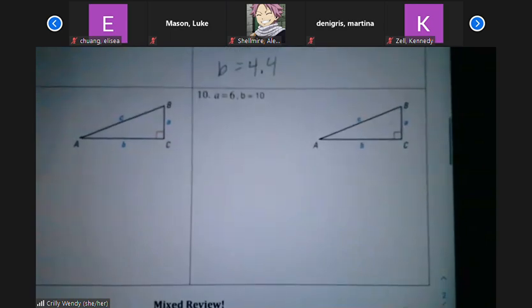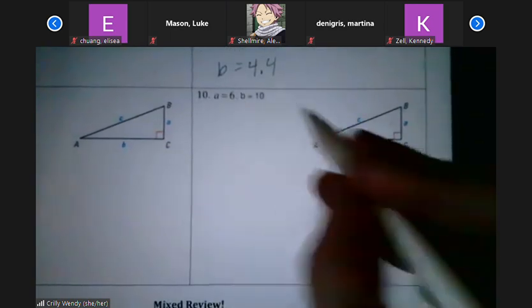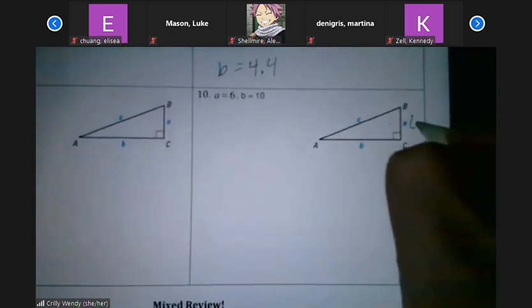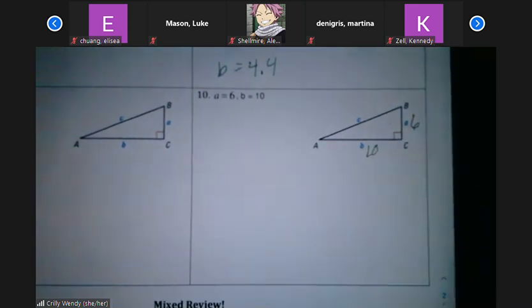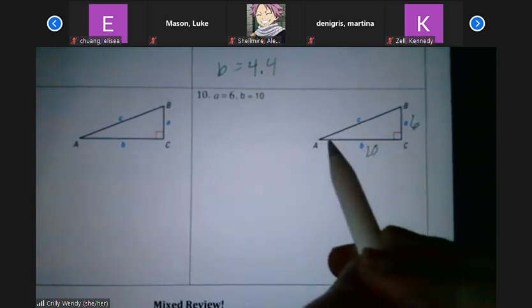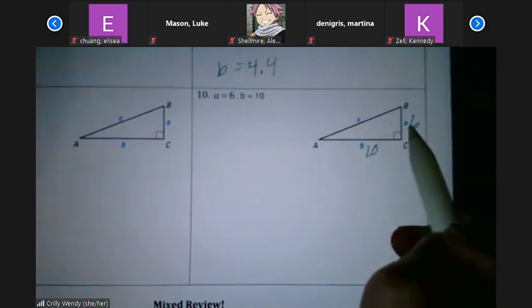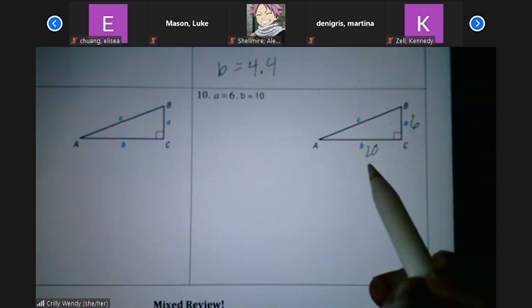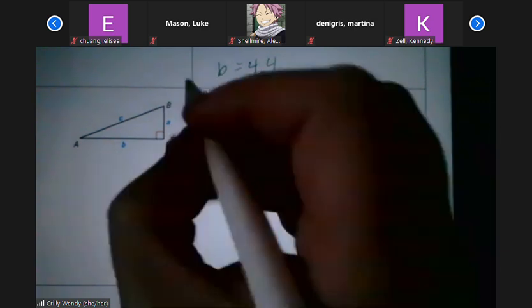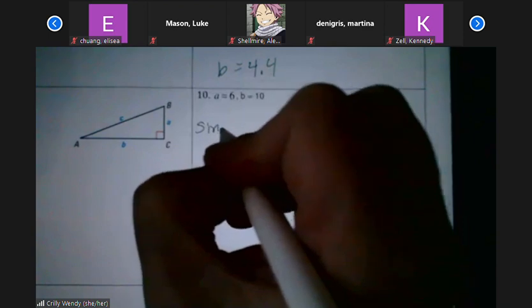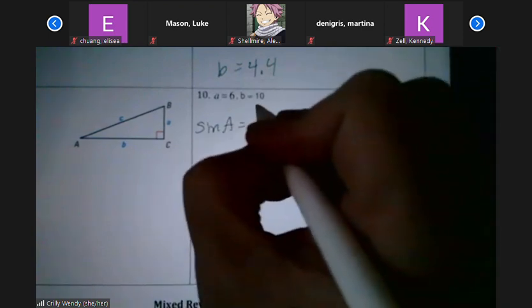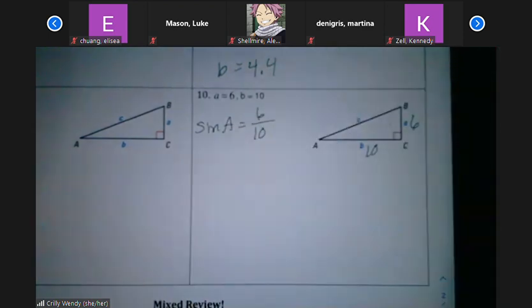So for number 10, we have A is 6 and B is 10. All right, so I need to find both angles and side C. So for angle A, 6 is the opposite leg, 10 is the adjacent leg. So I'm going to say sine A equals 6 over 10.